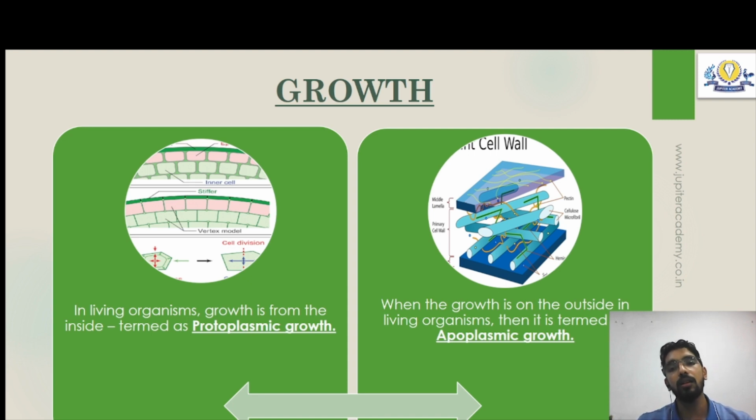Whereas there is growth in living organisms on the outside as well, due to accumulation. Such growth is called apoplasmic growth. It is seen in the cell wall of plants, and in the fibers of animal muscle and all those things.